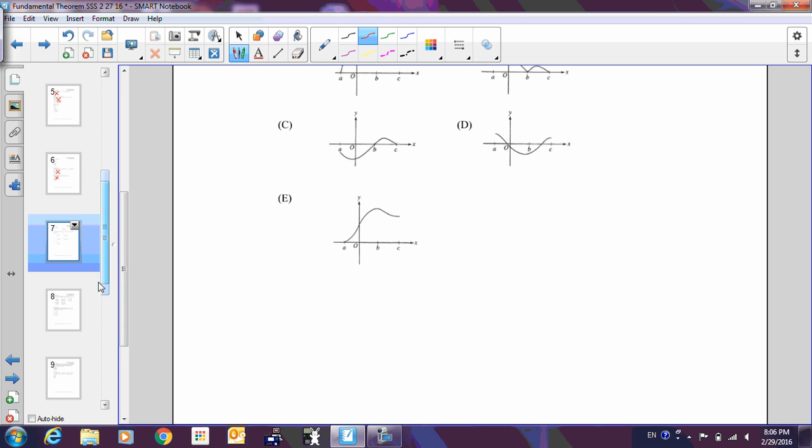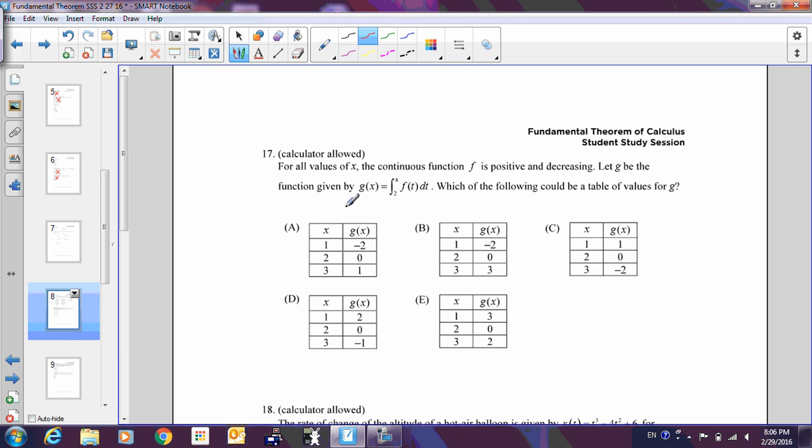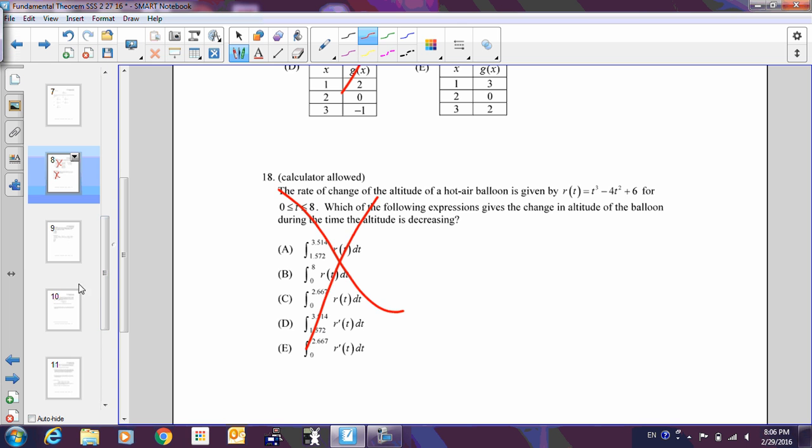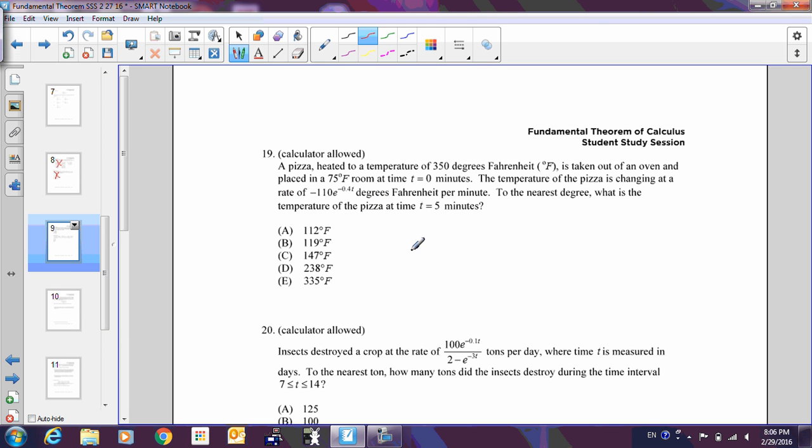It's a graph problem. We've done this before. 17, we're going to skip 17. We're also going to skip 18. We're skipping a lot in this packet because it is pretty lengthy. All right, and then we're going to work 19 together.